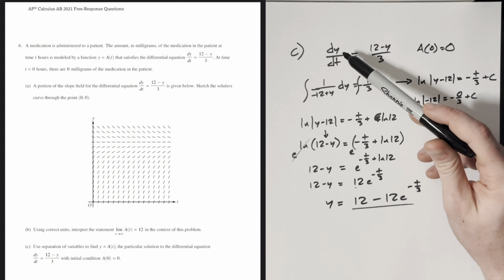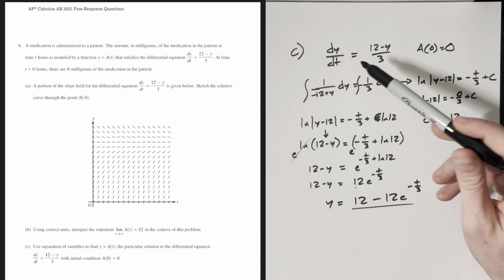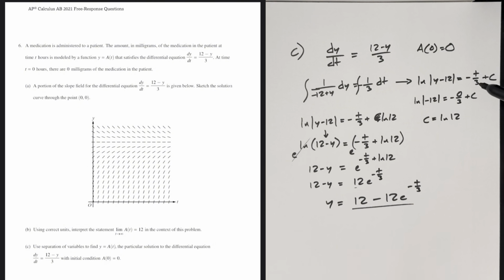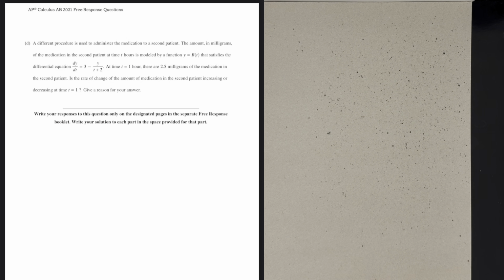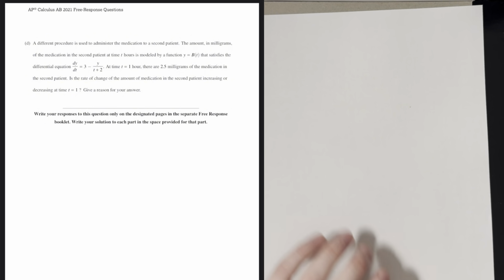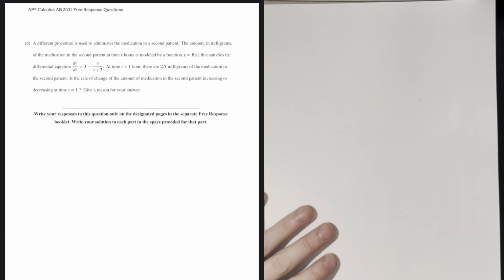I separate the variables, get them to opposite sides, integrate, solve the integrals, and I solve for c by using my initial condition. Once I solve for c, I isolate my y value. And that's it. So that is the correct answer to C, which was a 4-point question. So that was a large chunk of question number 6. But now we move on. One of the first 2-page FRQs I've seen in a while.